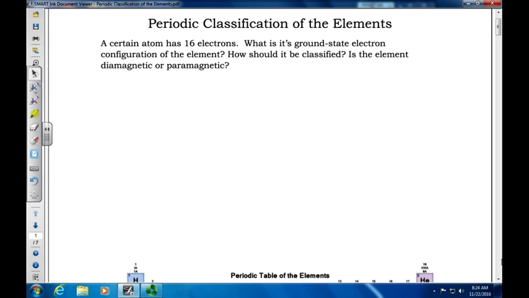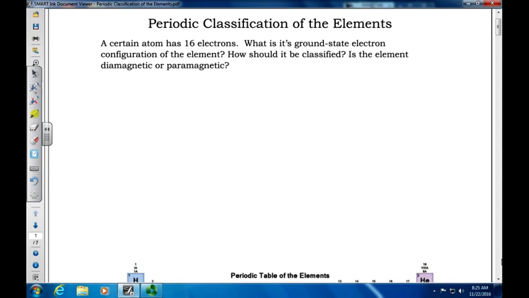So we're told that a certain atom has 16 electrons. What is its ground state electron configuration of the element? And how should it be classified? And is the element diamagnetic or paramagnetic? So these are three relatively easy questions, and we don't even need a periodic table to do most of this. So let's start with the first part. What is its ground state electron configuration?